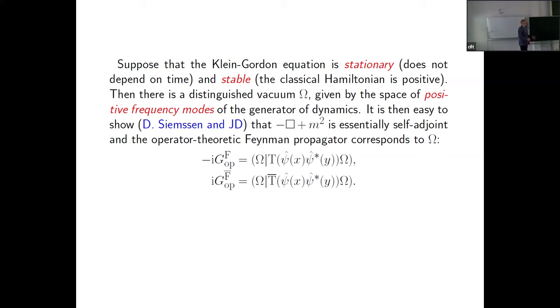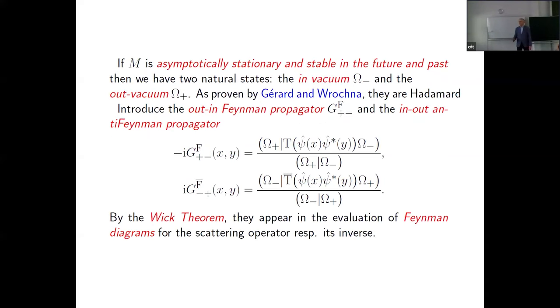This is well known, I think, since the 60s or 70s. So in this situation, we know how to choose the state. And then it is relatively easy to check that the operator theoretic Feynman propagator, which was defined in this abstract way, coincides with the usual definition given by quantum field theory. So it is the expectation value of time ordered functions.